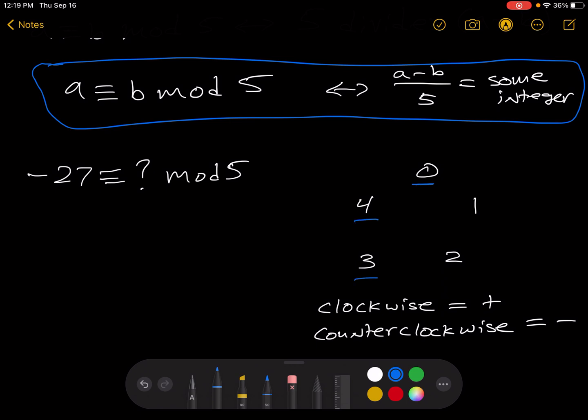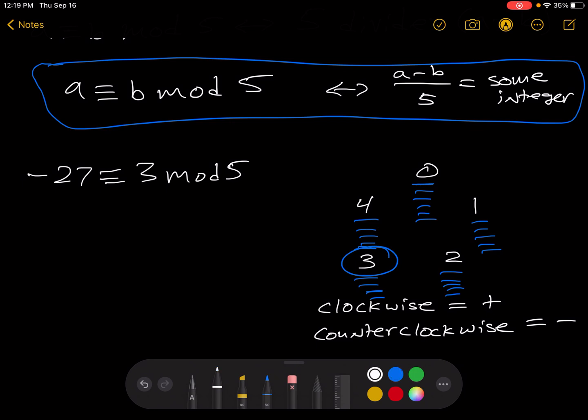Negative 1, negative 2, negative 3, negative 4, negative 5, negative 6, negative 7, negative 8, negative 9, negative 10, negative 11, negative 12, negative 13, negative 14, negative 15, negative 16, negative 17, negative 18, negative 19, negative 20, negative 21, negative 22, negative 23, negative 24, negative 25, negative 26. Aha, negative 27. Negative 27 is 3 mod 5.